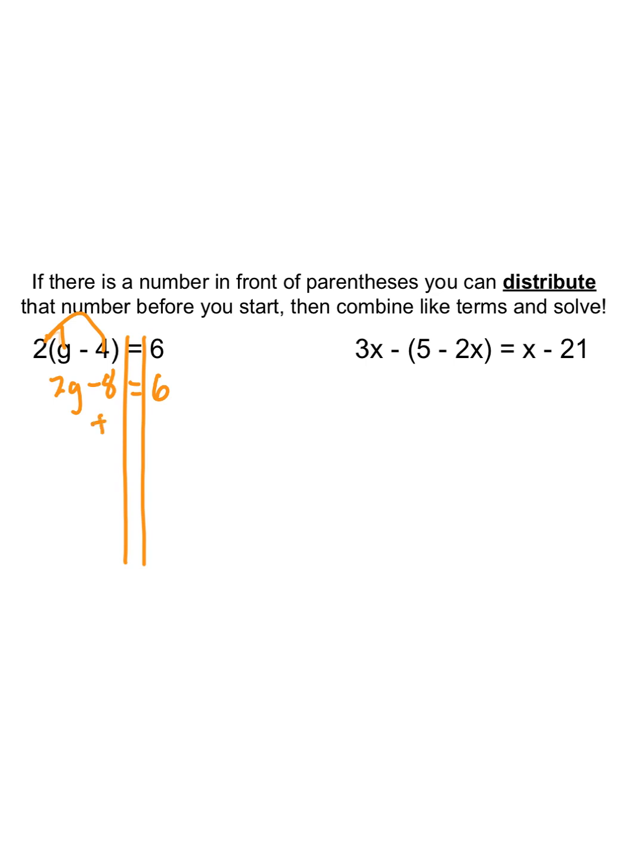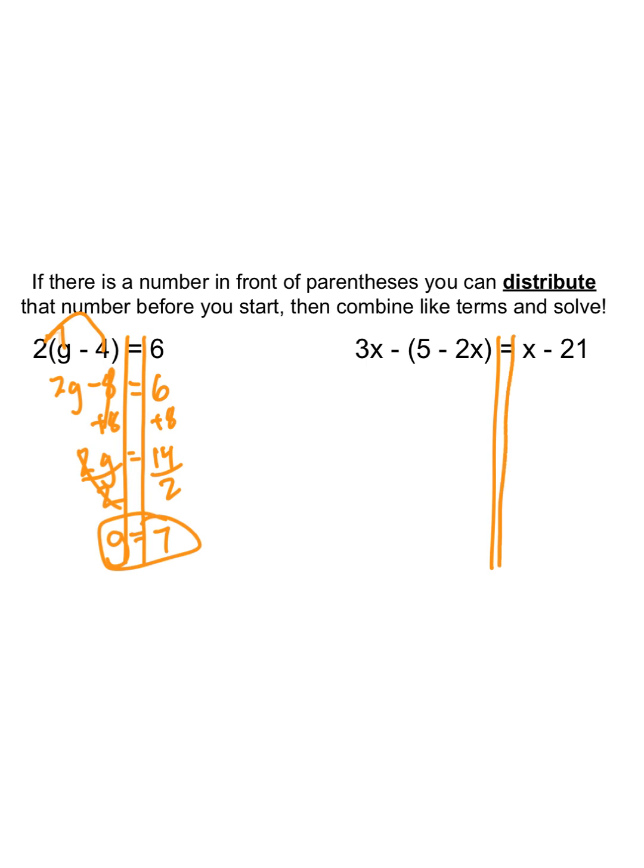I have a two-step equation. I'm just going to add 8 to both sides. I have 2g is equal to 14. Divide by 2. And g equals 7. Next one. This one's tricky.